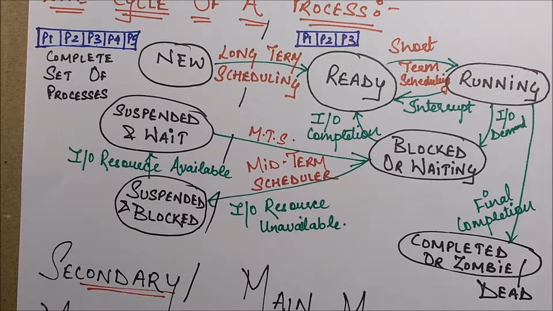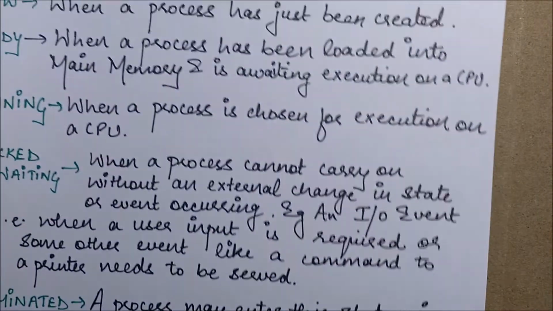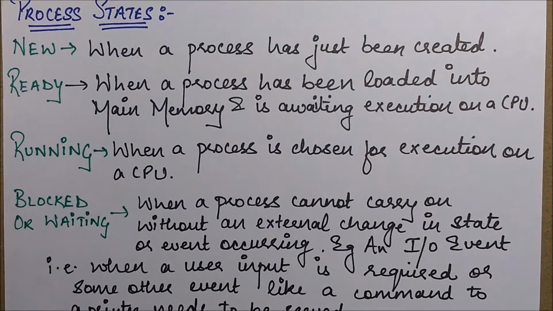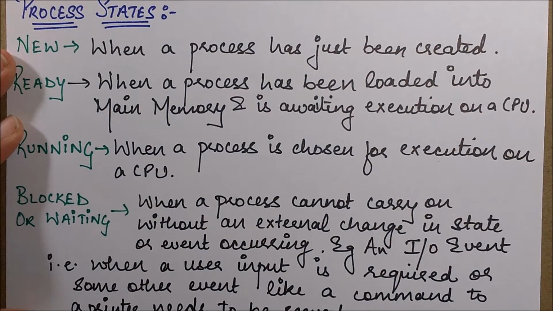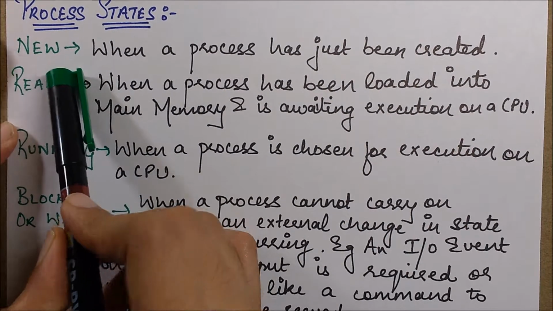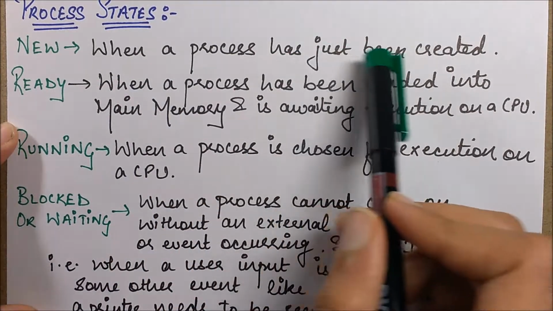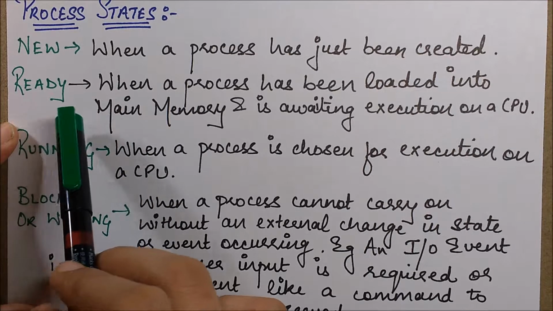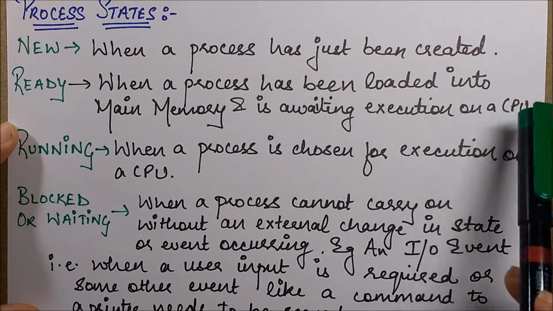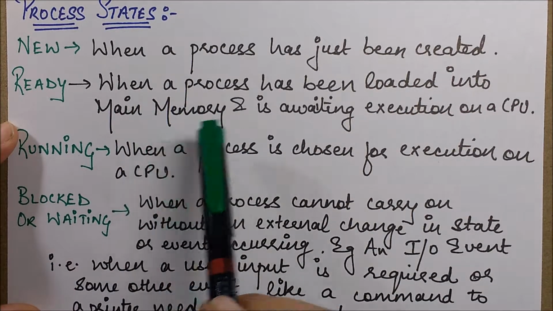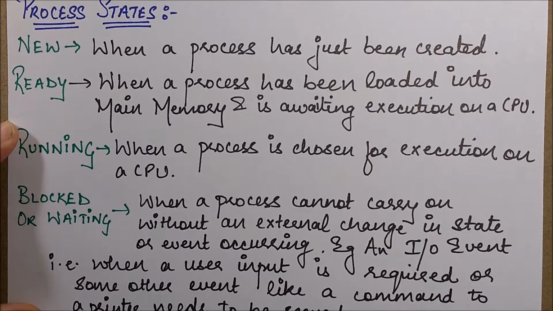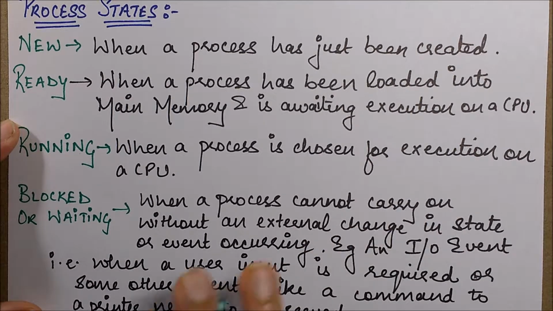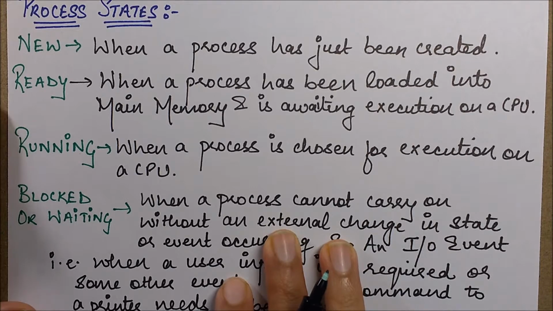We'll quickly discuss their basic definitions so that you get a summarized idea of what we just discussed. First of all was the new state. When a process has just been created, it is said to be in this new state. Then is the ready state, when a process has been loaded into the main memory and is awaiting execution on a CPU.